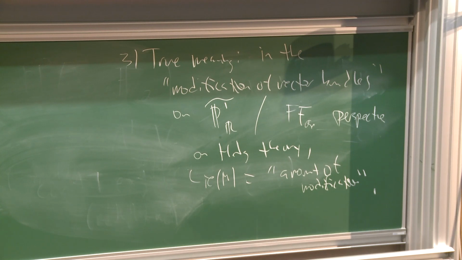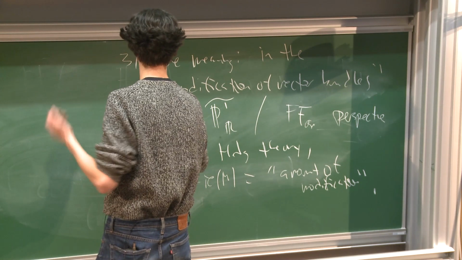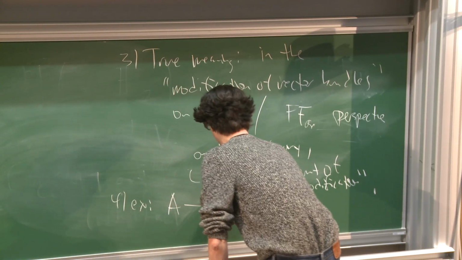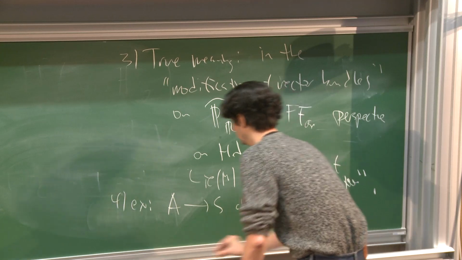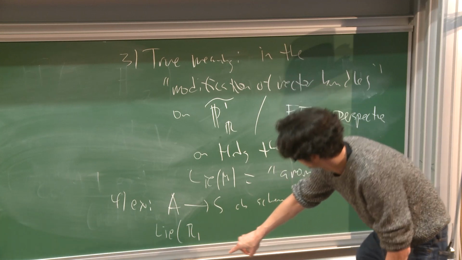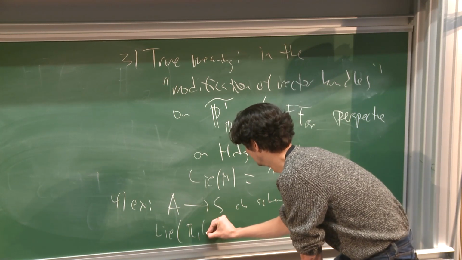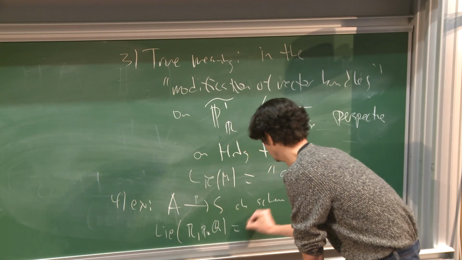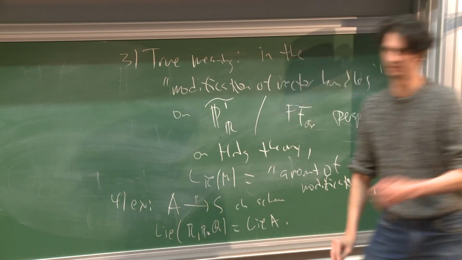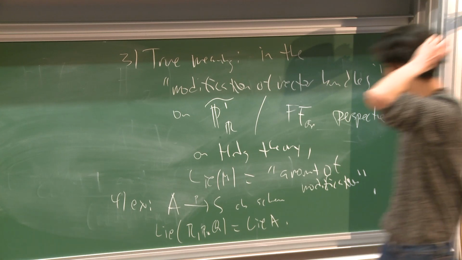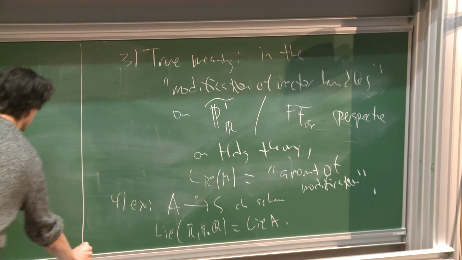Let me give an example. If you have an abelian scheme, then the dual to the usual H1 is just the Lie algebra of the abelian scheme. So in that case, it's an honest vector bundle.